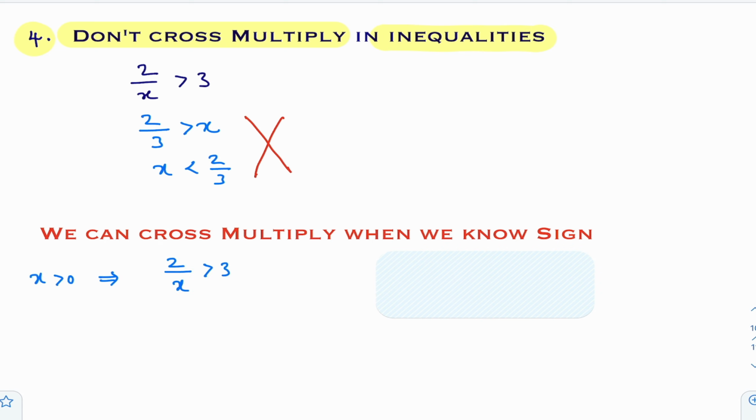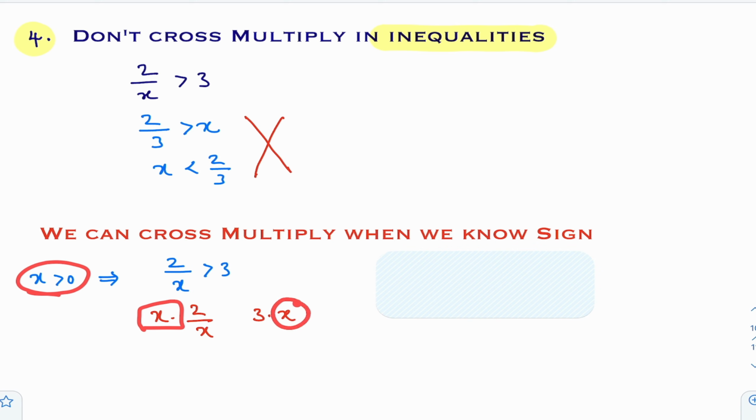For example, look here, we need to solve this inequality, 2 by x greater than 3. Suppose the question mentions that x is greater than 0. Greater than 0 means x is positive, all numbers are positive. If you know that, you can solve this. How? I'll multiply, not cross multiply. Try to understand: I'll multiply with x on both sides. x into 2 by x greater than 3 into x. Now x is positive.